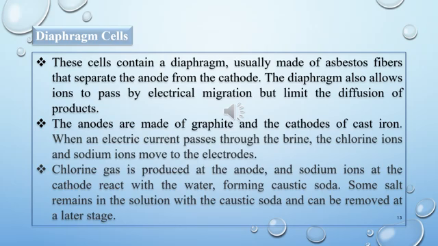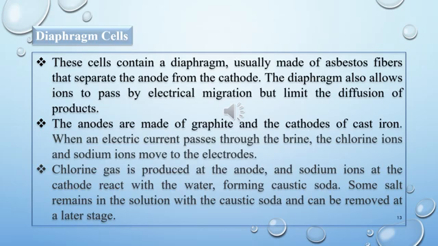Chlorine gas is produced at the anode and sodium ion at the cathode reacts with water, forming caustic soda. Some salt remains in solution with the caustic soda and can be removed at a later stage. What does it mean? It means chlorine will be produced at the anode and sodium ion at the cathode, and some impurities will remain in our solution which are removed at later stages.